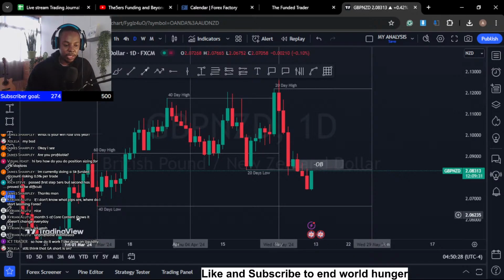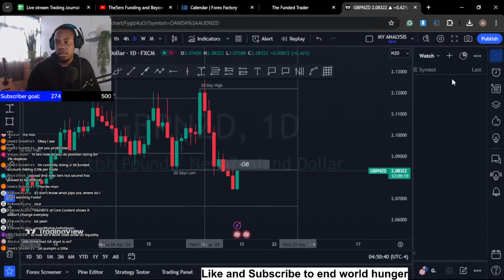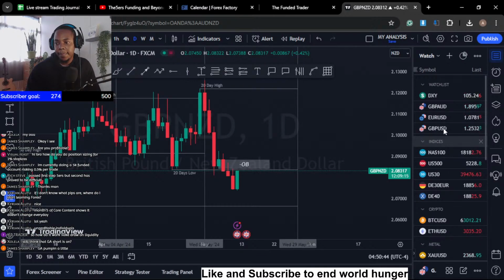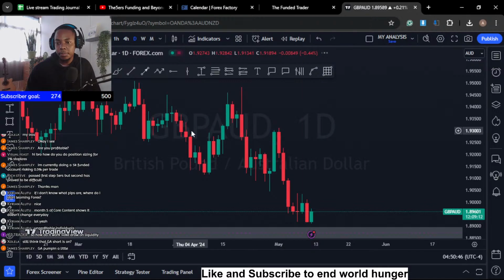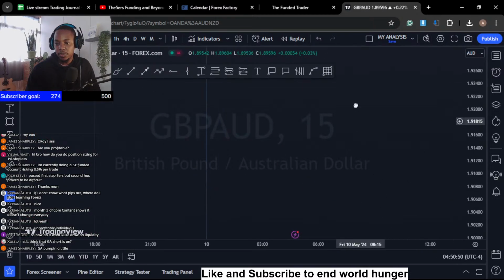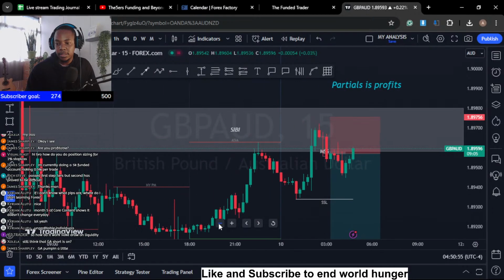I still think that GA short is still on. We're still on the trade. I don't know how it is going right now. Well, it's rejecting. Seems like all the GBP pairs are going up, but we're still in the trade. Still in a trade.